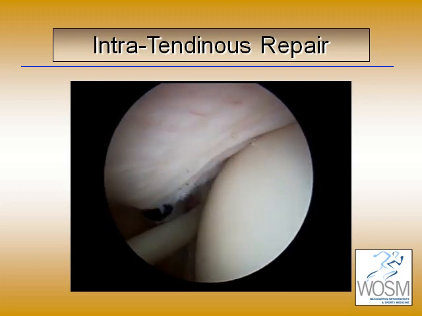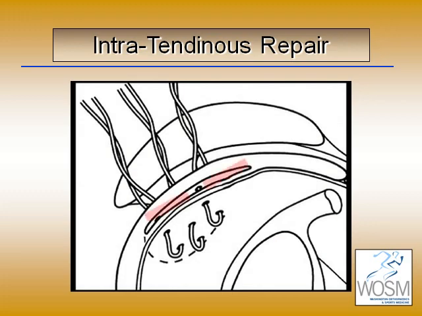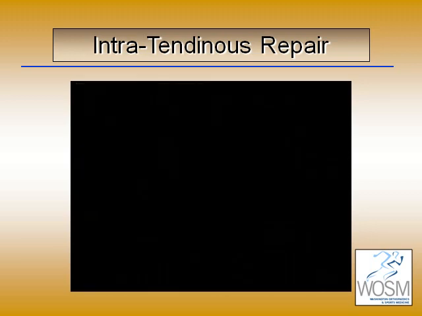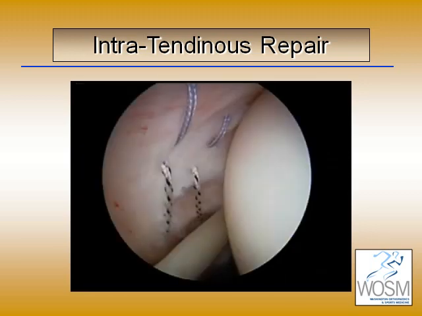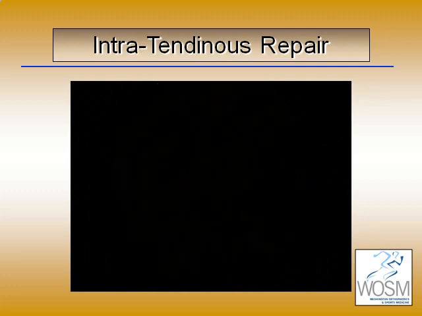Now we're going to use a percutaneous technique with spinal needles. In this schematic, we see the sutures have been passed. When they are then tied on the bursal side, it approximates the two layers of the tendon.